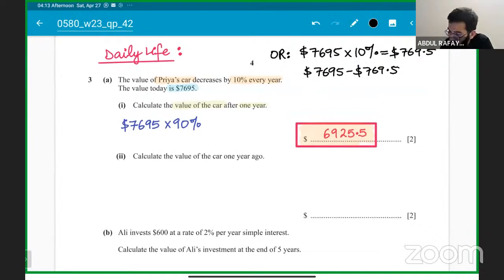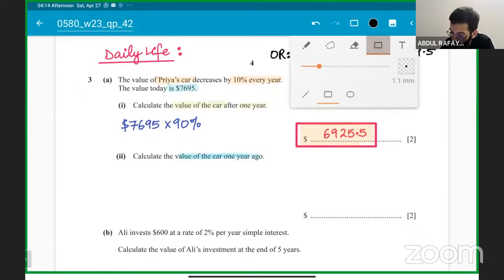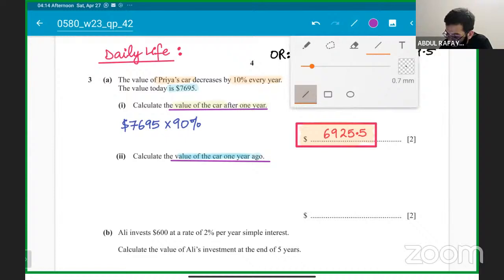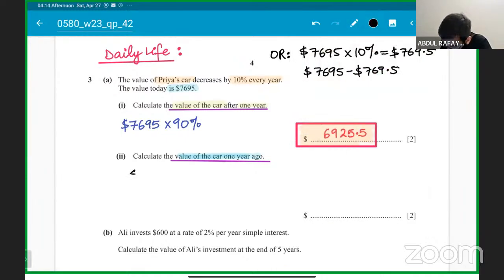Then, calculate the value of the car 1 year ago. This is a very important tricky question, guys. Follow carefully. It's just a bit of change in wording. This is like an English class as well: calculate the value after 1 year means next year, while calculate the value 1 year ago means the previous year, because it is decreasing now. Now, anyone tell me what this 7,695 equals to? Earlier I wrote 100%, but now the value 7,695 is which value? 90% value, guys, getting it?